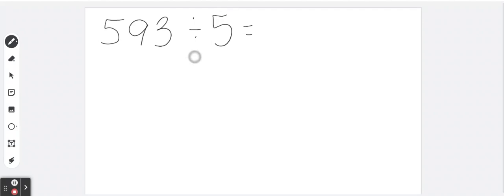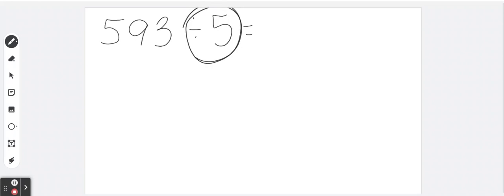So what happens, though, if there's a remainder? Because sometimes there are some leftovers and we can't have equal groups. So in that case, let's say I have 593 divided by 5. And that's what I'm solving for. Well, I know that my divisor is 5, so I'm going to need 5 equal groups.